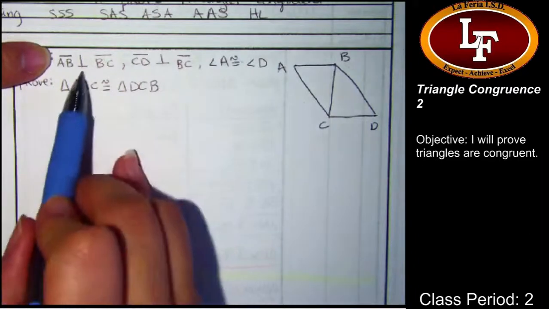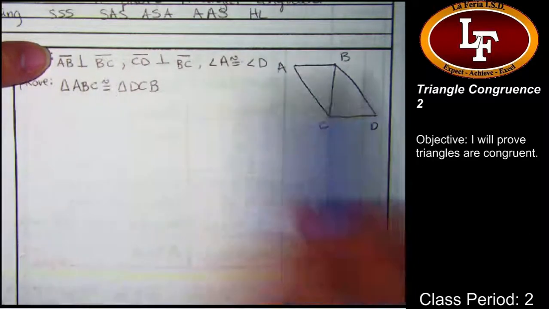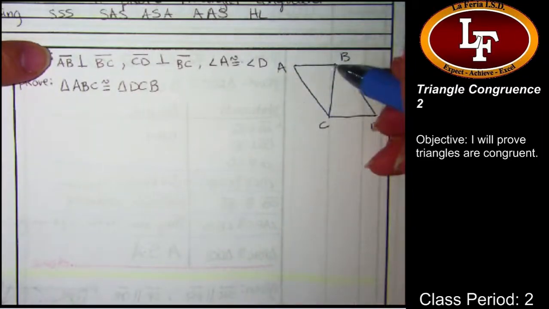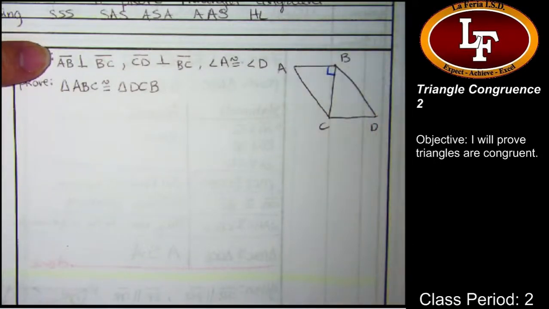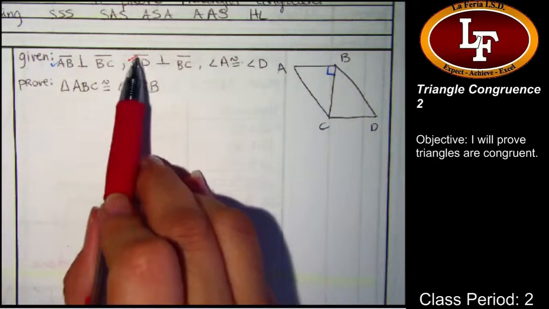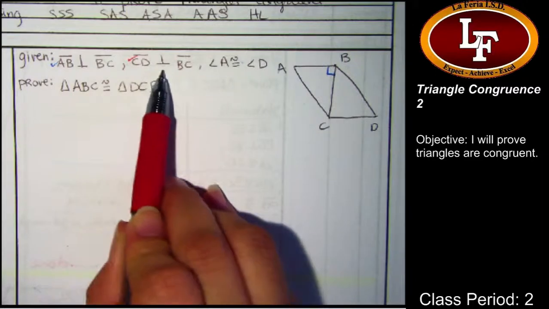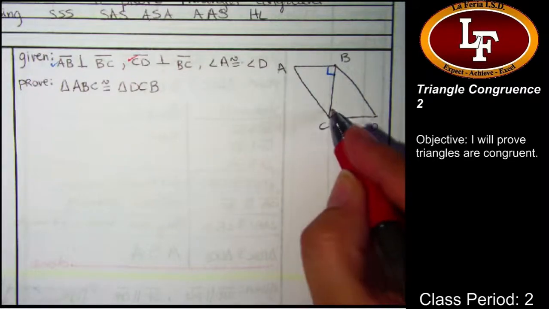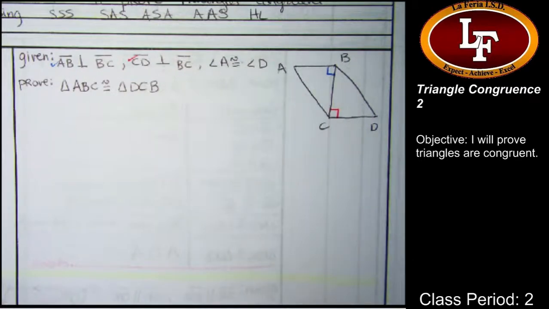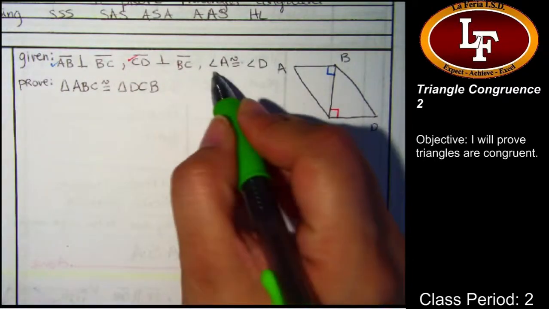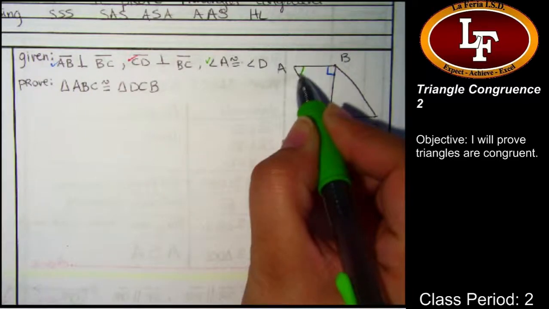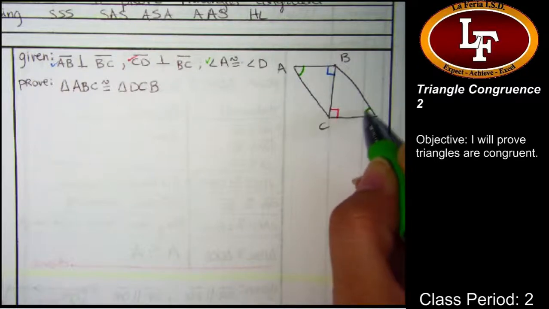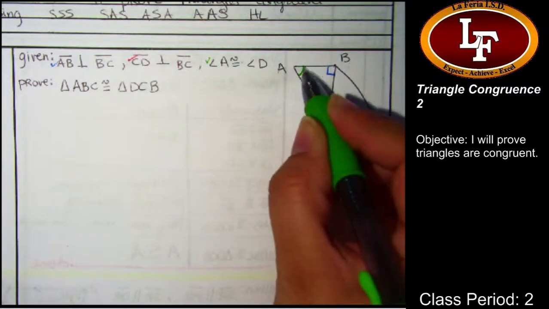AB perpendicular to line segment BC. Here's AB, here's BC, they're perpendicular, so I'm going to mark that. And I'm going to put a little check mark in that same color to show that I've already taken care of that one. Do the same thing with the second one. Line segment CD is perpendicular to line segment BC. Here's line segment CD. Here's line segment BC. They're perpendicular. Last thing that I've been told is that angle A is congruent to angle D. And that's all the information I have been given.